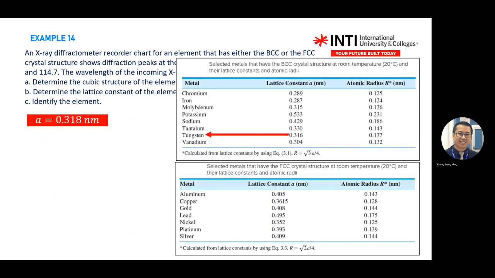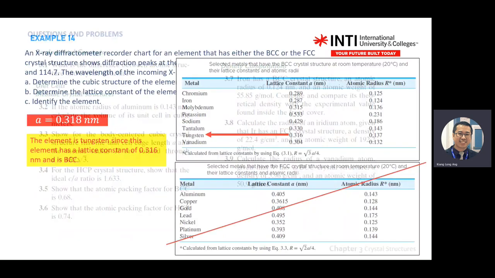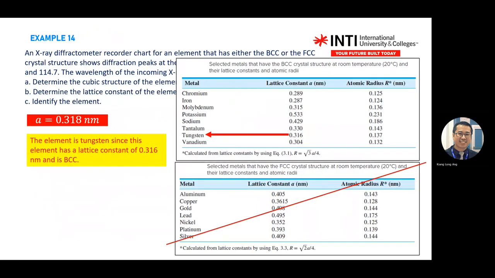Okay. This one may come out for your juniors. Your batch, I won't ask. Maybe your juniors, okay? Okay, so I skip. Okay, with this, we conclude chapter 3.